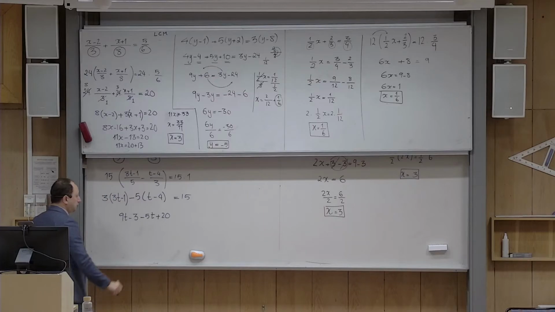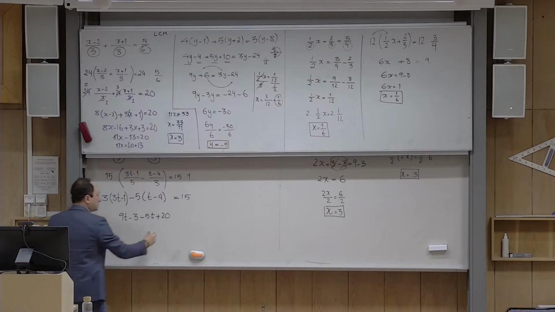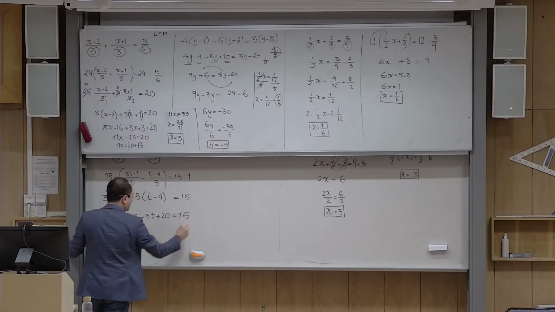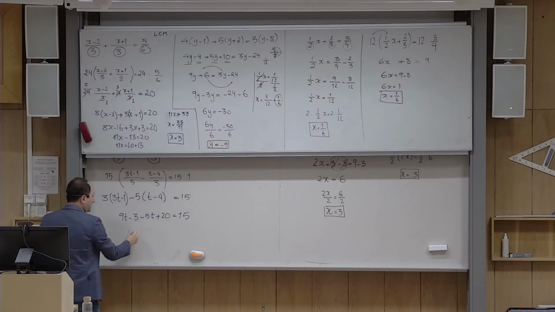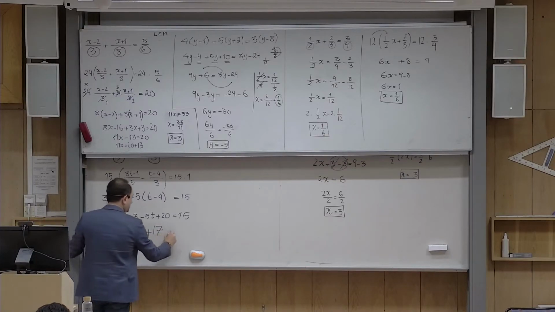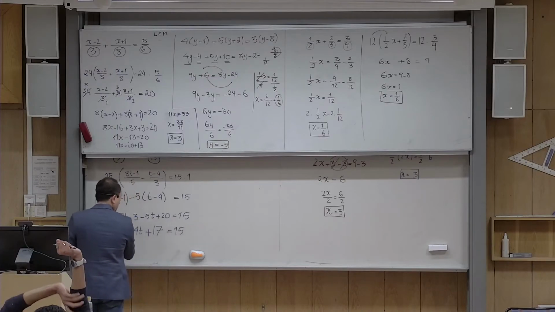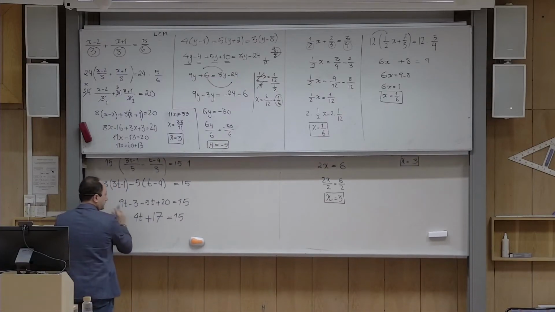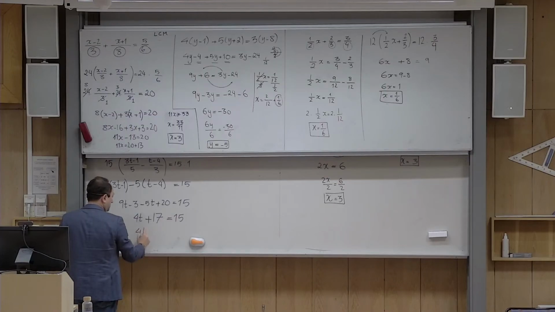Yes? We had this in algebra. I mentioned it a lot of times. Do you remember? So it's equal to 15. Your 9t minus 5t is just 4t. Minus 3 plus 20 is 17. And on the right hand side, I have 15. And then you need to move 17 to the right. So this becomes 15 minus 17. This becomes 4t is equal to minus 2.